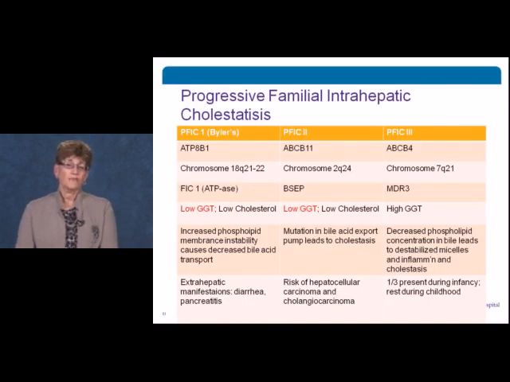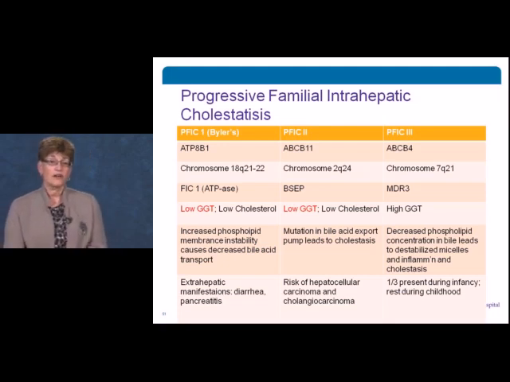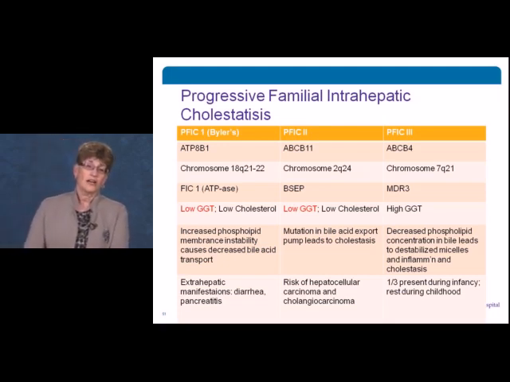So these are the 3 PFIC types that are known. These are the genetic defects, the different genes that are affected in each of them. PFIC 1 is also known as Byler's disease. These are the chromosomes on which those genes are, and this is the actual protein that's affected in each of them.